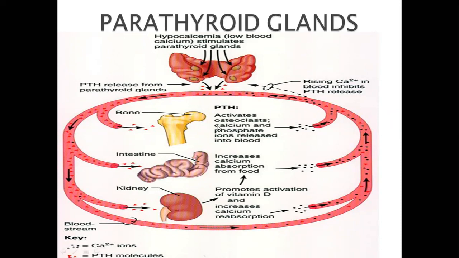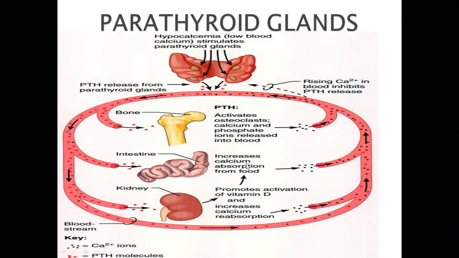So what is the function of parathyroid hormone? It activates osteoclasts, and calcium and phosphate ions are released into the blood. Osteoclasts are the cells that destroy bone cells. This means when calcium moves out of the bones, osteoclast cells will work here. So basically this is the function of parathyroid hormone.